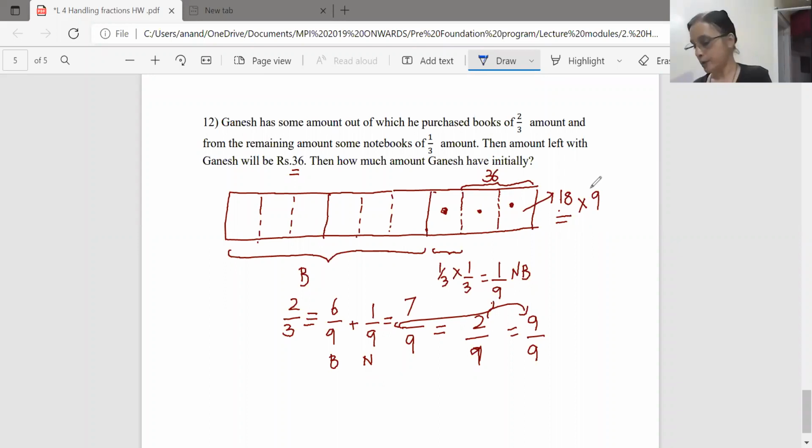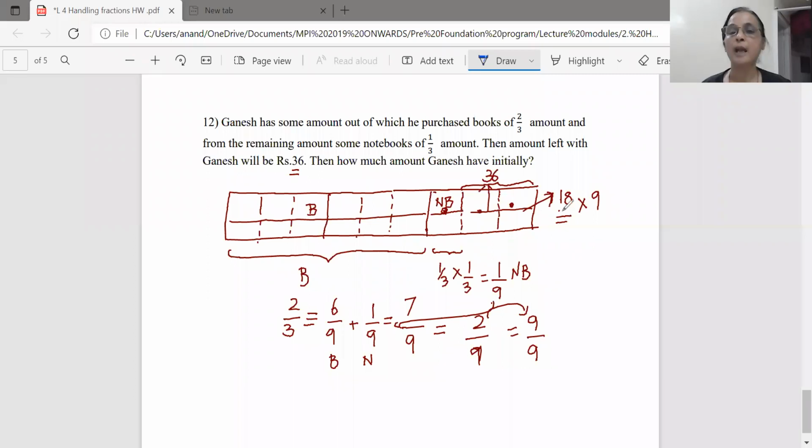So what are we doing? I'm converting the given information in the way convenient to me. First, instead of making 3 parts, I made 9 parts. That made my understanding very easy. That 6 parts I'm spending on books, 1 part I'm spending on notebooks, and 2 parts are remaining. These 2 parts is 36. So 1 part is 18. If 1 part is 18, full number is 18 multiplied by 9.